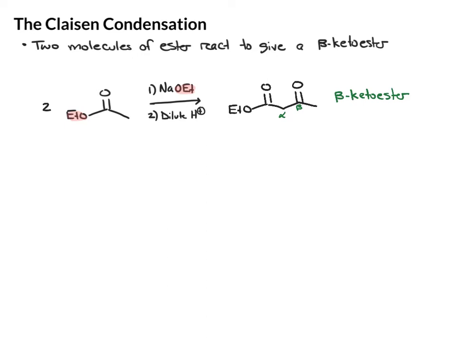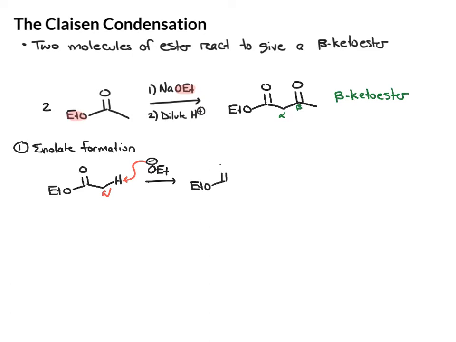So the steps of this are pretty familiar. First is enolate formation. So we start with one molecule of ester. We'll draw in an alpha hydrogen. The base will take that proton, giving us the enolate.